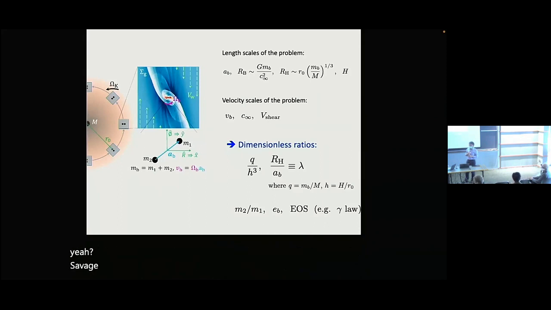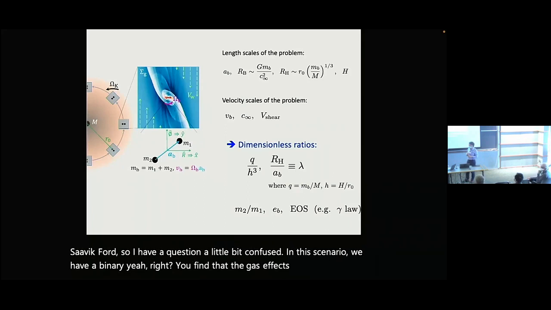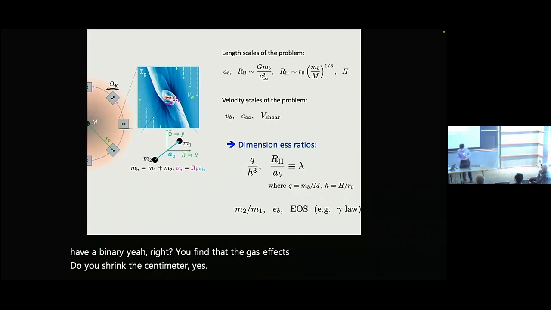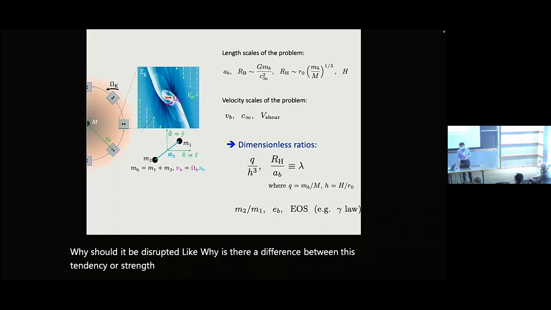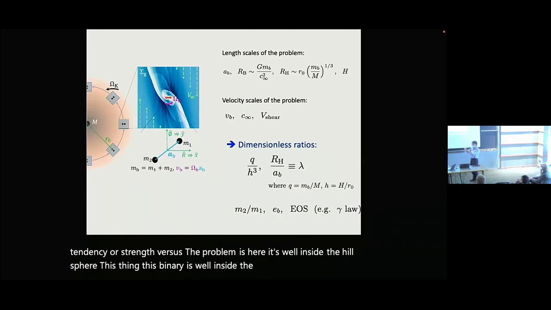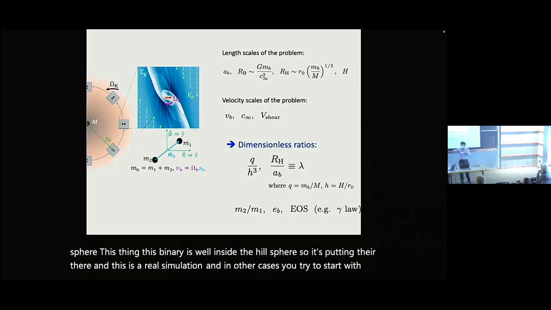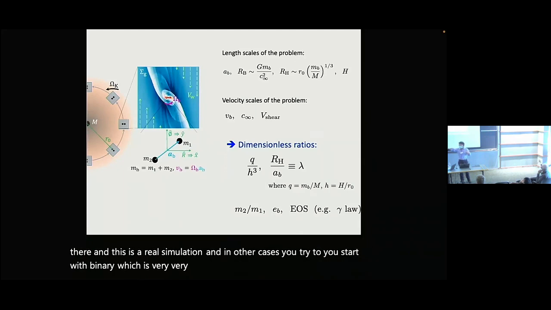Savik Ford. So I have a question. I'm a little bit confused in this scenario when you have a binary, right? You find that the gas effects do shrink the semi-major axis. Yes. But then when you form the binary, or a temporarily bound system, why should it be disrupted? Why is there a difference between this tendency to shrink versus the other? Well, the problem is here the binary is well inside the Hill sphere, and this is a real simulation. Whereas in the other case, you start with a binary which is very, very large, comparable to the Hill radius.